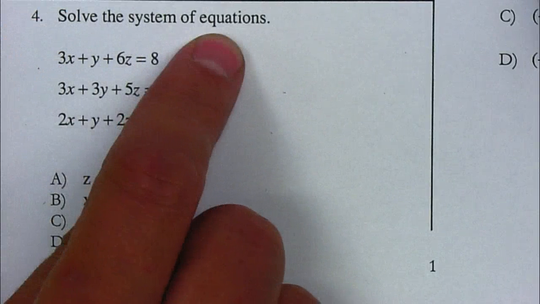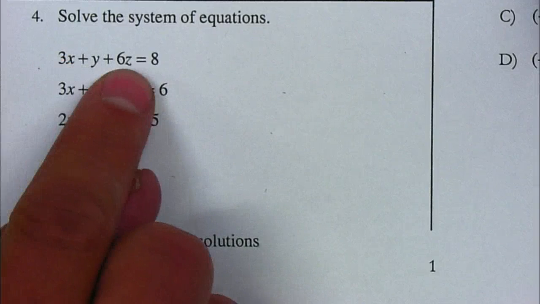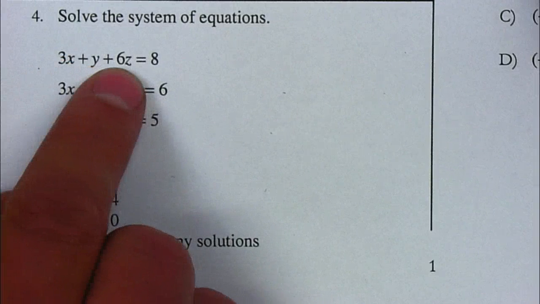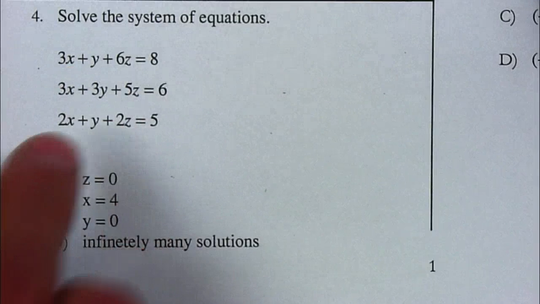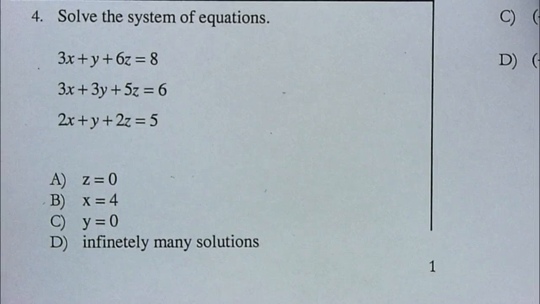Solve the system of equations. In this case, we have three equations and we have three variables. Now remember, if you are solving for three variables, you must have three equations in order to be able to solve it fully or correctly.